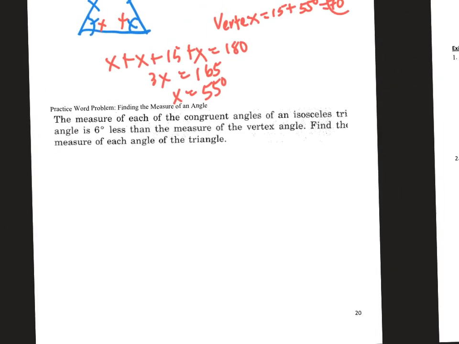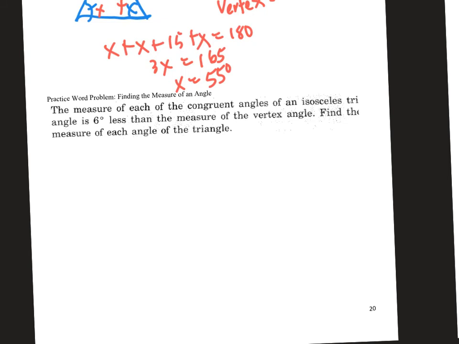This one's pretty similar. The measure of each of the congruent angles of an isosceles triangle is 6 degrees less than the measure of the vertex angle. Find the measure of each angle of the triangle. Now, once again, we're going to diagram. So I'm going to draw an isosceles triangle, because that's my given information. I'm going to set these two as my legs and these two as my congruent base angles.